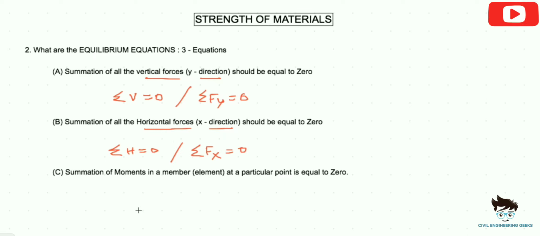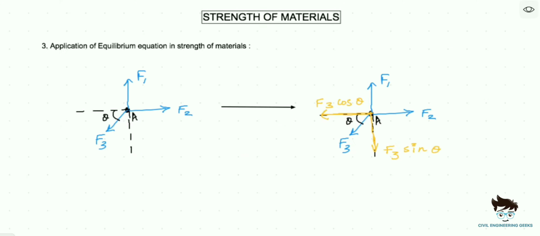Finally, we have that the summation of moments in a member or an element at a particular point is equal to 0. These are the three important equilibrium equations which will help you solve almost half of the strength of materials problems. Let's now learn about the application of the equilibrium equations in strength of materials.